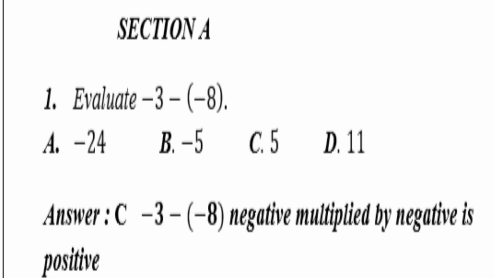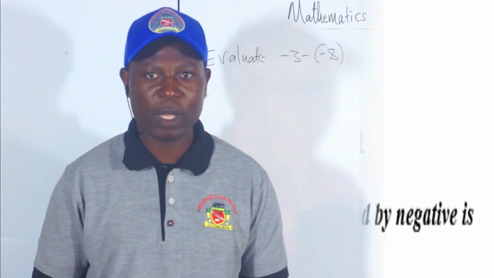So the first question on evaluation, how do you evaluate -3 minus open brackets -8 close brackets? Okay, this one was very simple because the tricky part is just to multiply negative times negative, and then when the signs are different, what do you do? When the signs are different, you subtract and get the sign from the bigger number.